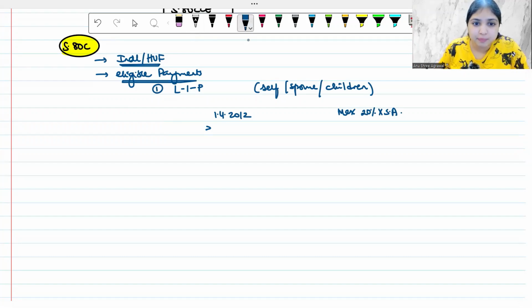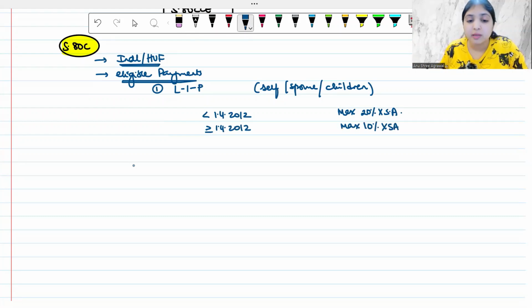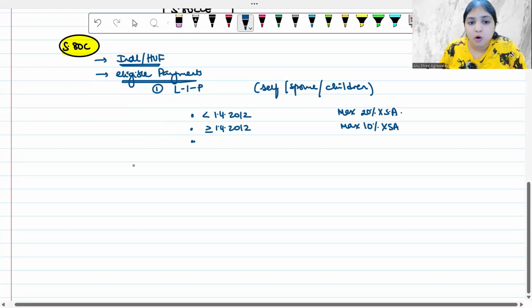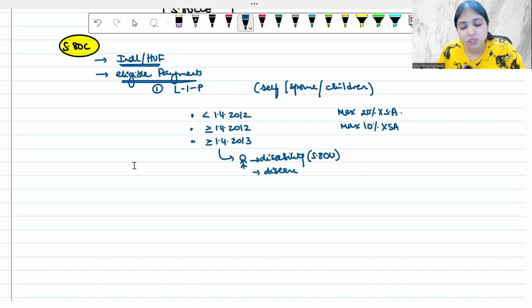If the policy was taken before 1st April 2012, maximum 20% of sum assured is allowed. If the policy is taken on or after 1st April 2012, maximum 10% of sum assured is allowed. If the policy is taken on or after 1st April 2013 on the life of a person who is suffering from a disability or a disease, either a disability as mentioned in Section 80U or a disease mentioned in Section 80DDB, then in that case maximum 15% of sum assured is what we will allow.